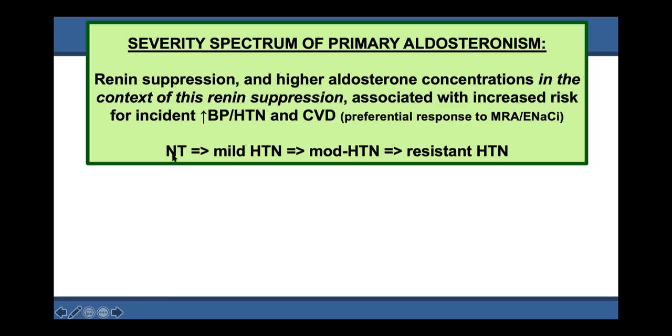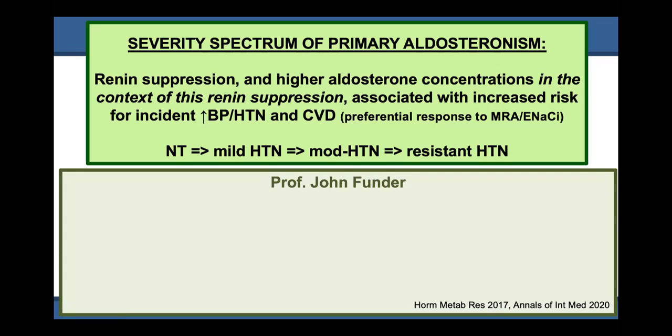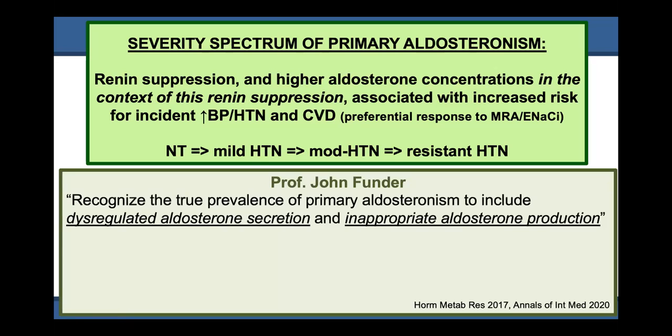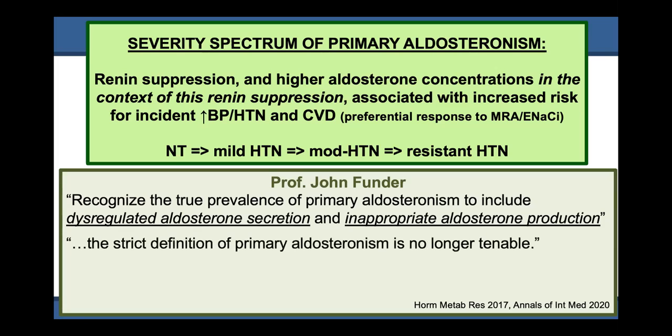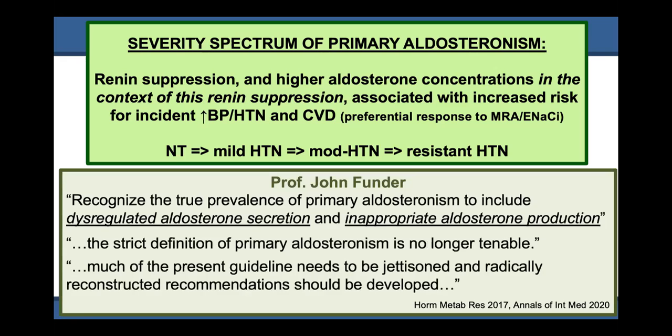And you can see this severity spectrum in normotensives, in patients with high blood pressure, all the way to resistant hypertension. In the words of John Funder, who chairs the primary aldosteronism guidelines, we need to start recognizing that the true prevalence of primary aldosteronism needs to include dysregulated or inappropriate aldosterone production. In other words, the strict definition of primary aldosteronism based on arbitrary and classical diagnostic thresholds no longer works. It's missing most of the diagnoses. Much of the present guidelines need to be jettisoned, and radically reconstructed recommendations should be developed.